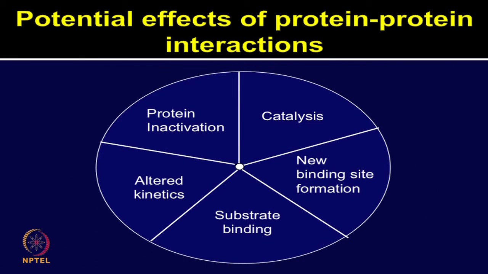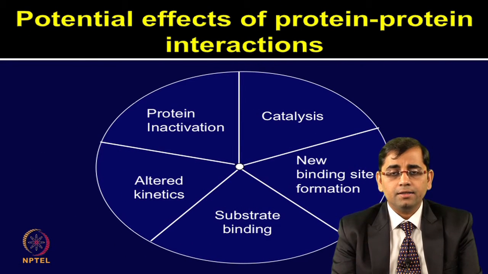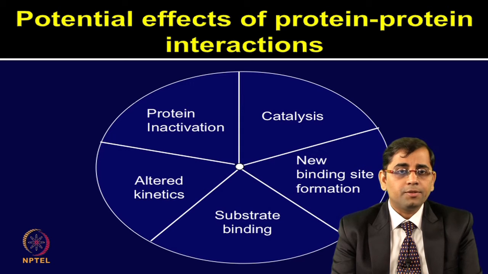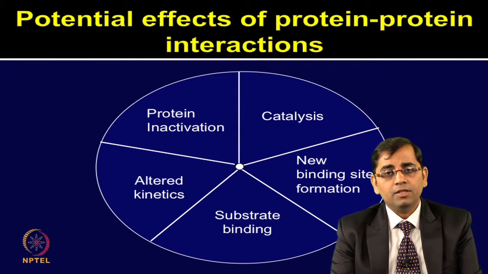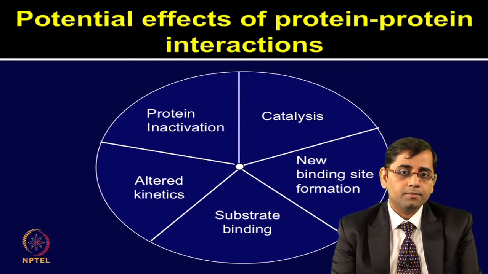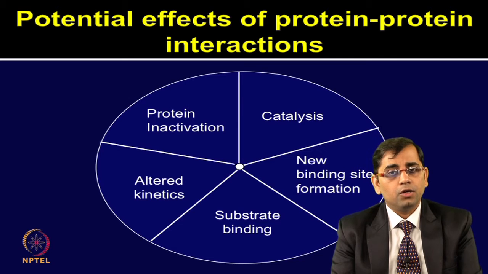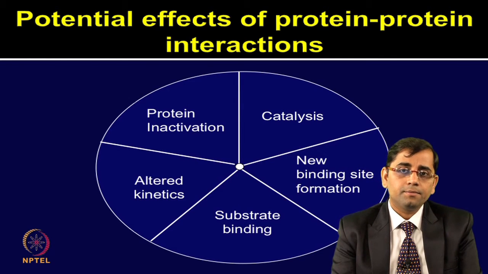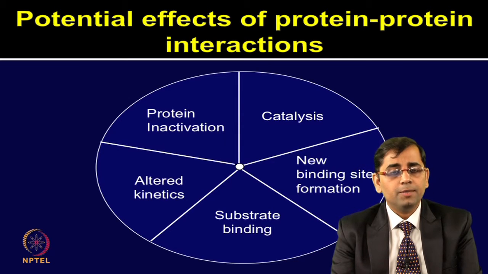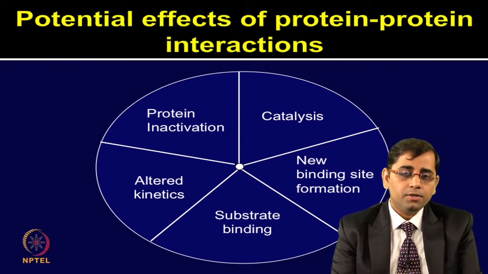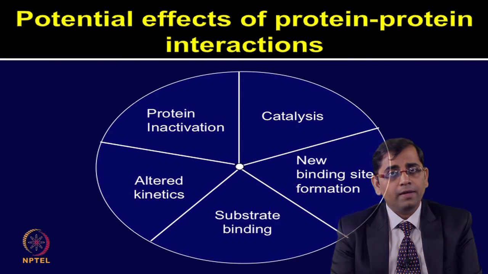Like discussed earlier, protein-protein interactions have various potential effects. You can have a look at a few common effects described in this slide: catalysis, protein inactivation, altered kinetics, substrate specificity, and new binding site information are a few such examples. But these interactions impact a multitude of downstream effects. If the interactions are normally regulated, the system is healthy. However, any aberration in these processes may lead to dysregulation, which may ultimately result in various disease manifestations.